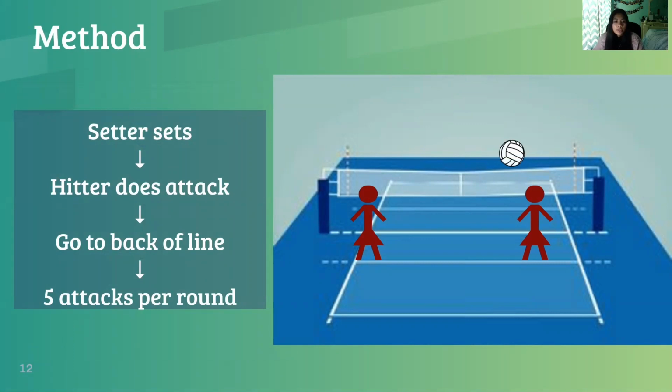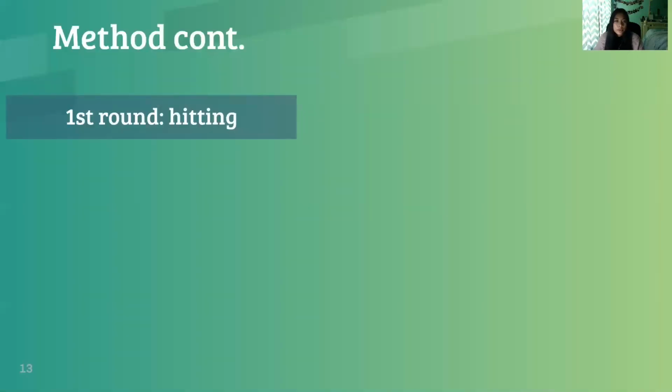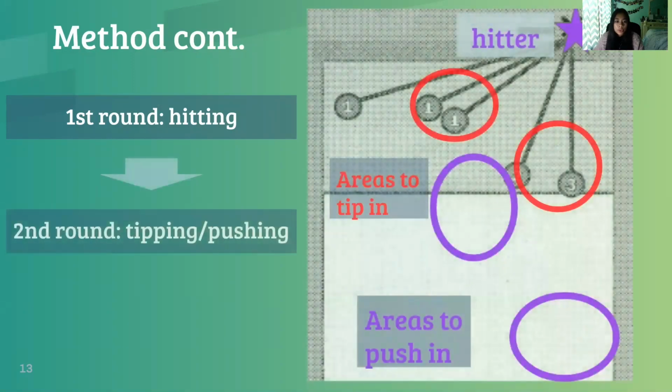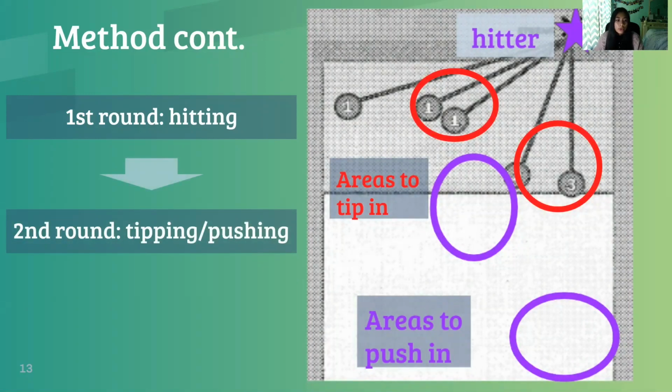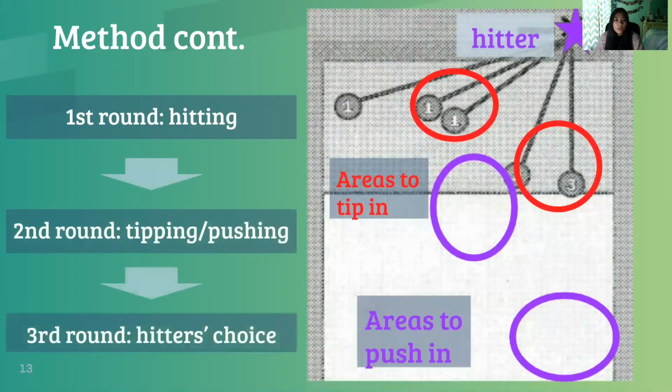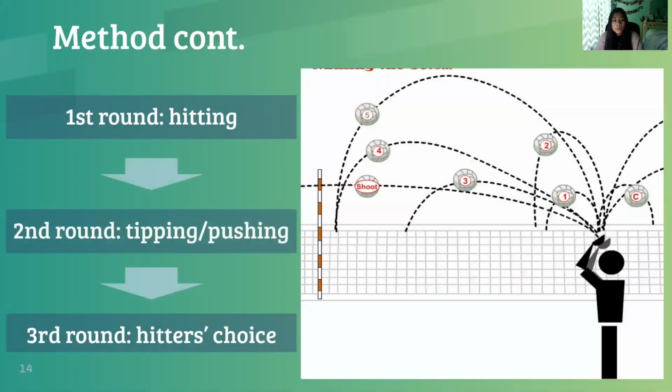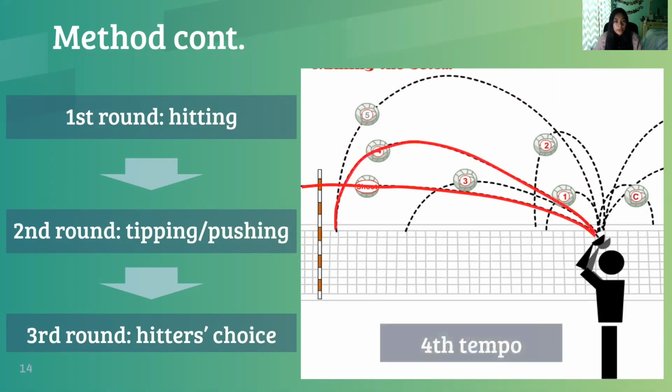Each subject performed an attack, then moved to the back of the rotating line and made a total of 5 attacks per round. There were 3 rounds. The first round, the participants had the goal of successfully hitting the ball into the other court. The second round, they had the goal of pushing or tipping the ball into the respective designated areas in the other court. And the third round, they chose whichever action they preferred. The setters were required to perform different types of sets each round at random without telling the hitters, alternating between a shoot set, 4th tempo, and 5th tempo.